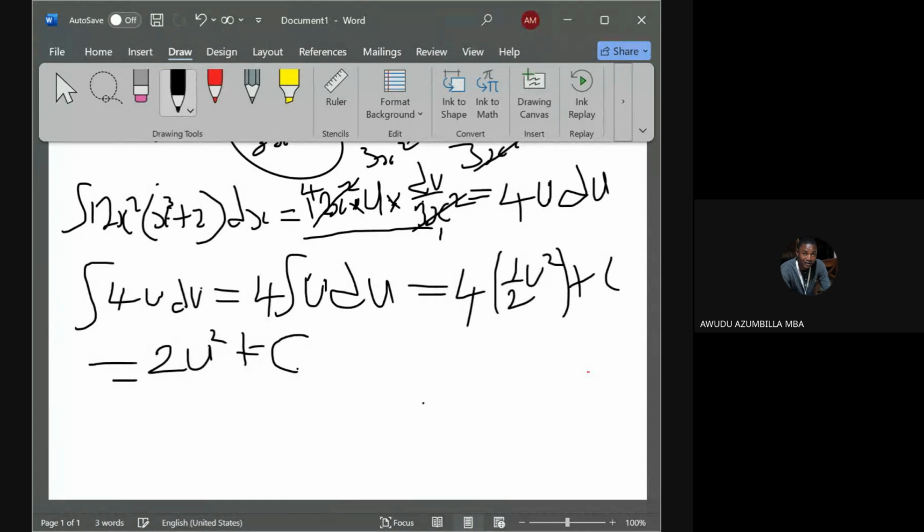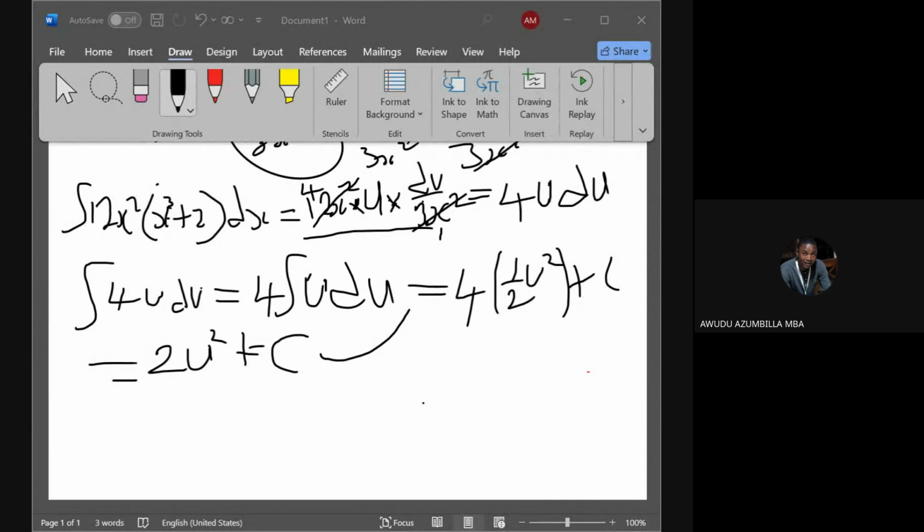And this is the integral method by substitution. You need to know the formula and you follow the procedure to get your functions. Now let's do something and see what we are going to get.